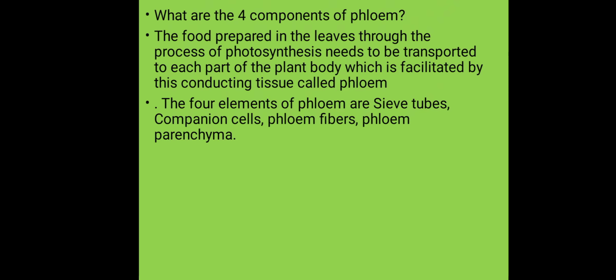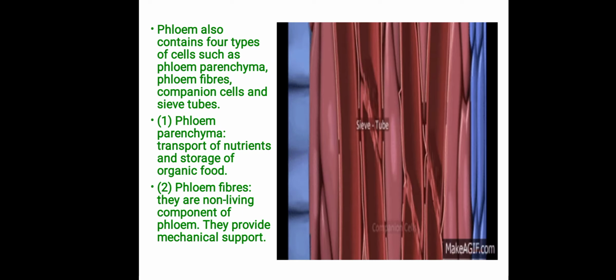There are 4 components of phloem. The food prepared in the leaves through the process of photosynthesis needs to be transported to each part of the plant body, which is facilitated by this conducting tissue called phloem. The main function is to transport food to different parts of the plant body. The 4 components of phloem are sieve tubes, companion cells, phloem fibers, and phloem parenchyma. So let us understand them one by one.